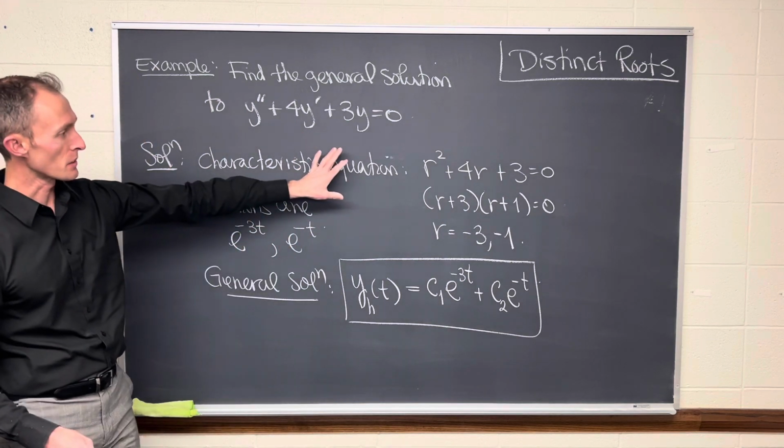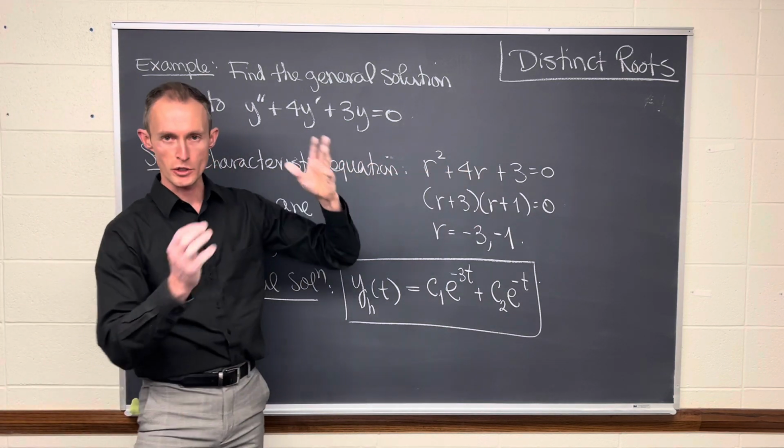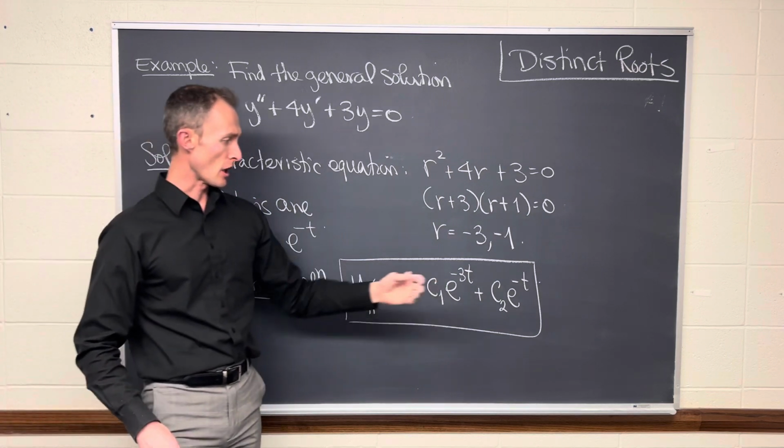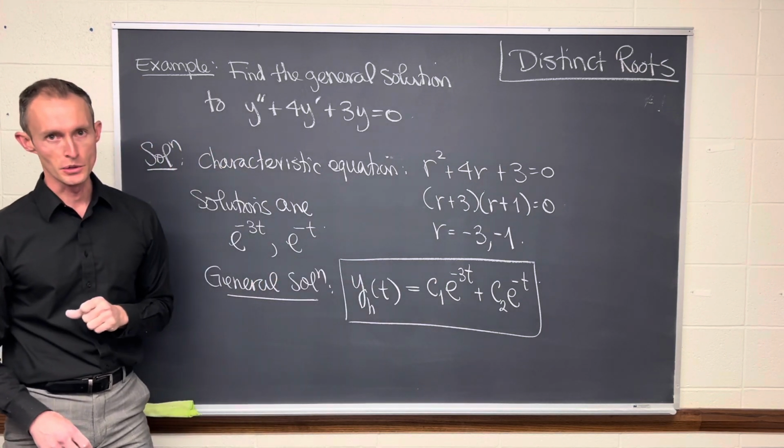You find the roots of the characteristic equation. This is a quadratic, so you can use quadratic formula, factor, complete the square, whatever you want to do. Find those solutions, take their linear combination. That's your general solution, okay?